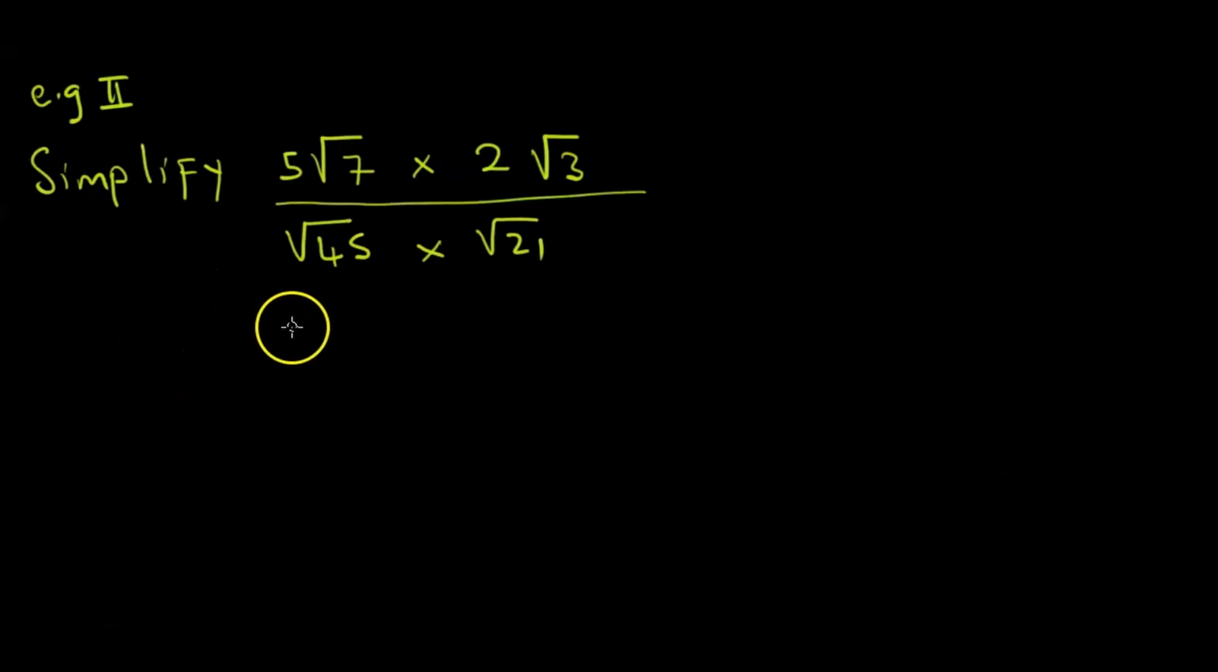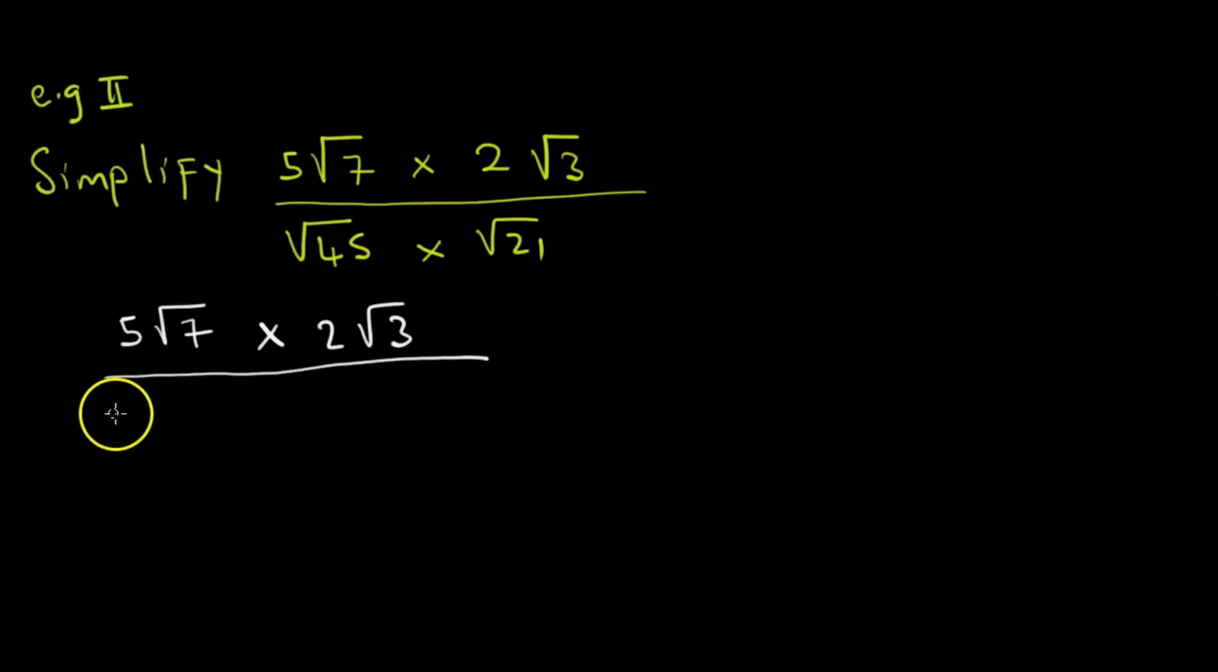What then we are going to do is we look at the denominator. We have the square root of 45. We also have the square root of 21. Saka zvepasi zvinoshandika nazvo. So here we are going to have 5 the square root of 7 times 2 the square root of 3 over, instead of 45 it becomes what? 9 times 5. 9 is a perfect square. 30 times, instead of 21 it becomes what?